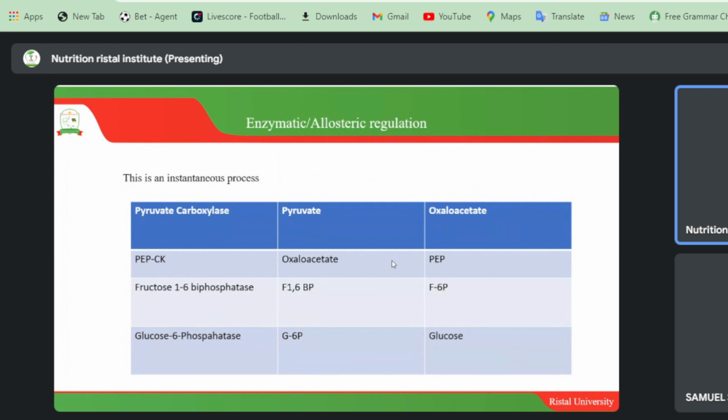Formation of oxaloacetate can be inhibited by glucose and fructose 6-phosphate and the PEP, phosphoenolpyruvate. So that's basically an instantaneous process. It just occurs instantly and is a very fast one, with no time lapse taking place. So it can interswitch itself so easily and very fast in the process.